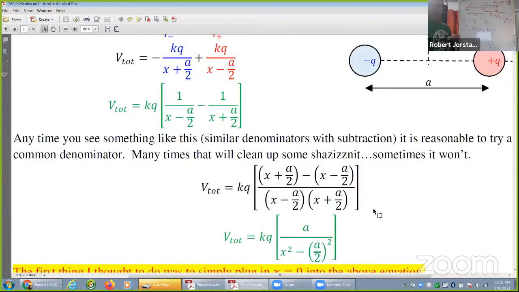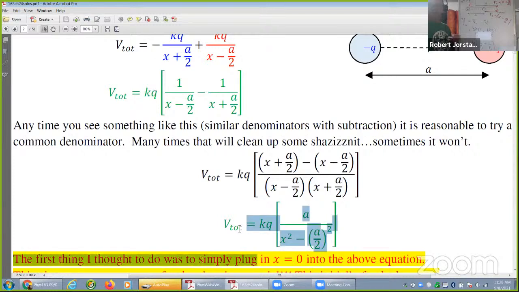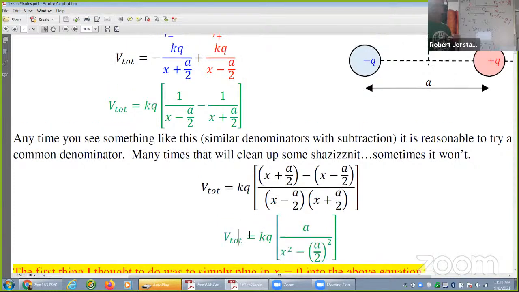Or in this case, I chose to do a common denominator. Check this out. If I do the common denominator, I get this cool result right here. And I think you'll agree that probably looks better, this last one. I don't know. What do you think? They both have pros and cons, I guess, right?